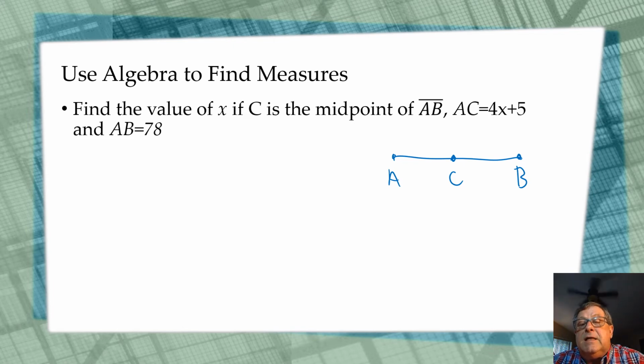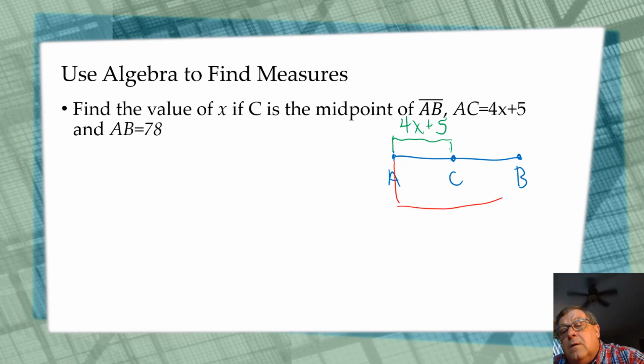And AC equals 4X plus 5. So this part, I'm going to switch to a different color, this part of the segment is equal to 4X plus 5. And AB, the entire segment, is equal to 78. So this whole thing is equal to 78. Well, that would mean that AC plus CB is going to equal AB. So 4X plus 5 plus CB should all equal 78, and then I can find the value of X.